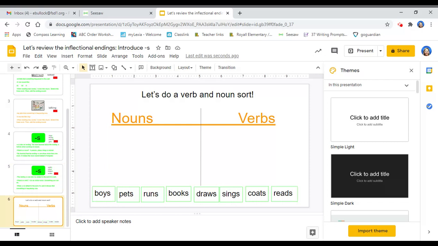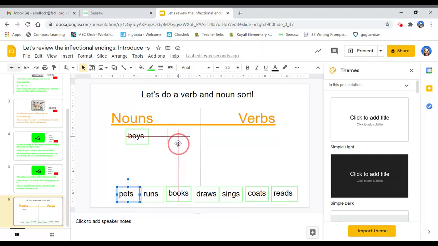Okay, we're going to do a verb and a noun sort together, and then your seesaw activity is going to be very similar. You're going to be doing the same thing, but with different words. So let's come down here and we're going to think, the word boys, is that a noun or a verb? You tell me. I'm going to pretend like I can hear you. You're right. Boys is a noun. What about pets? You're right. Pets are animals. They are nouns. What about runs? Like the girl runs down the street. You're right. That's an action word. It's a verb.